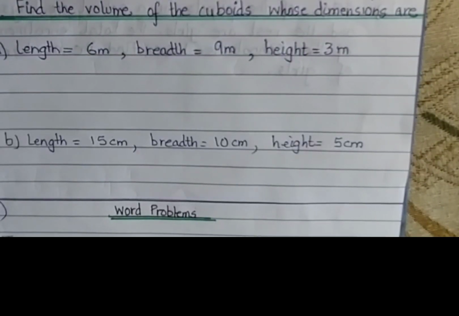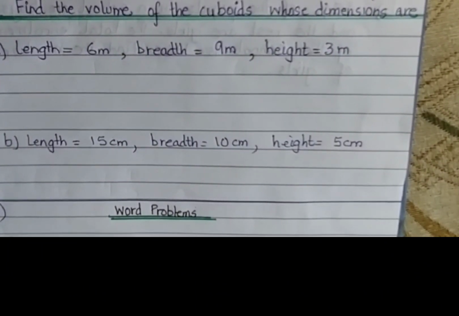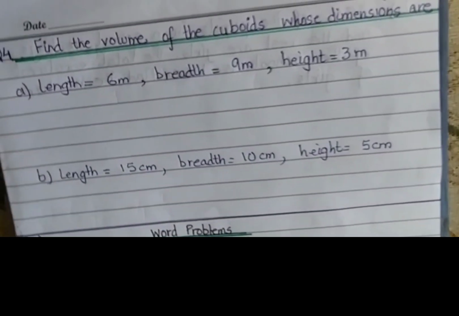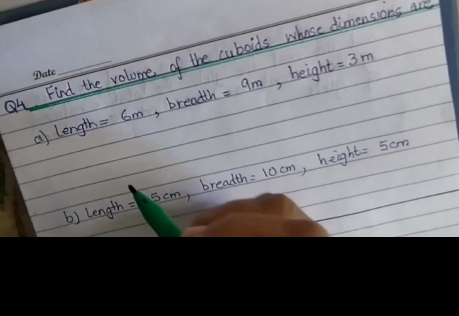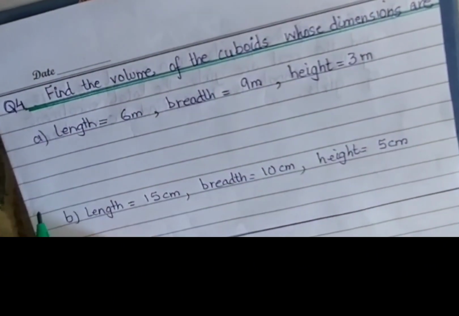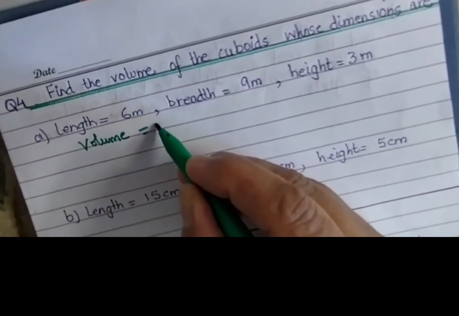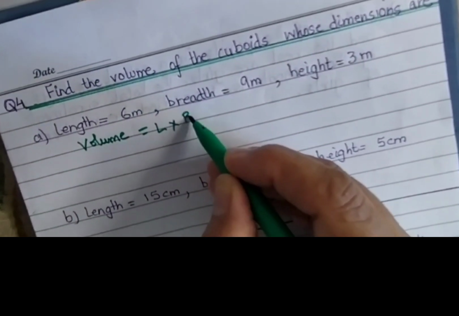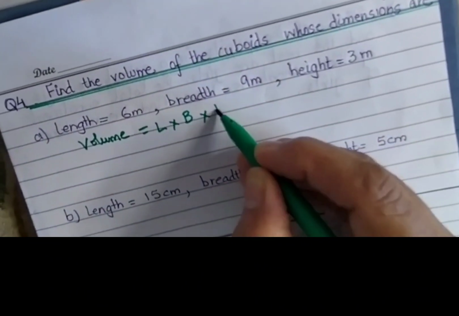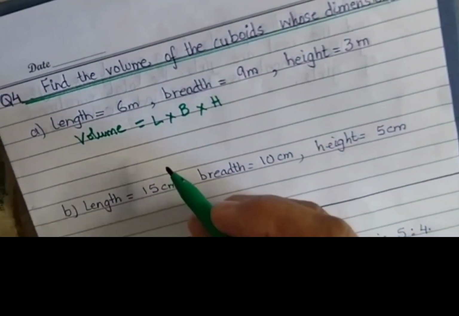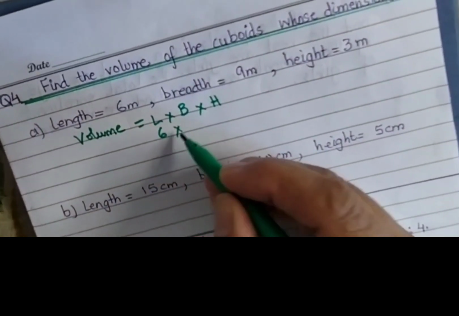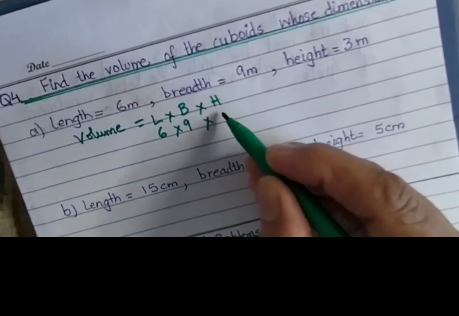Question 4. Find the volume of the cuboid whose dimensions are length 6 meters, breadth 9 meters and height 3 meters. So this is so simple. The formula is volume equals length multiplied by breadth multiplied by height. So how much is the length? 6, breadth 9, height 3.